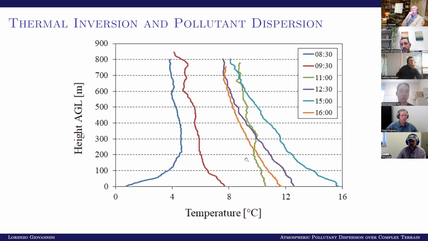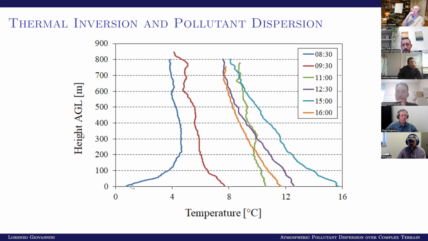Here, another example of what can happen, the relation between the thermal stratification and pollutant dispersion. Here, we performed some measurements, again, in an Alpine valley, here in the Alps, of temperature and PM10 concentration. These are some vertical profiles of temperature at different hours of the day. This was in early spring, in March.